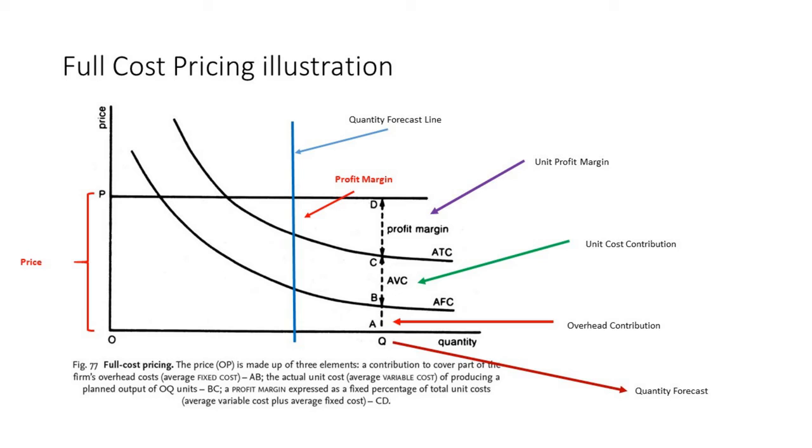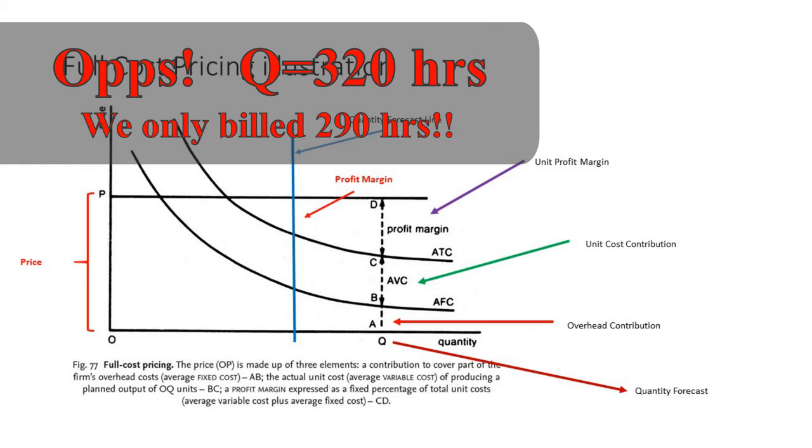Now, consider a month where maybe we didn't have 320 hours of customer work available. Maybe we only billed 320 hours. That would put us at the vertical blue line there. Fewer hours than the forecasted number of hours. And what we see is, because we have fewer hours that we've billed, now the unit cost for our labor is higher.